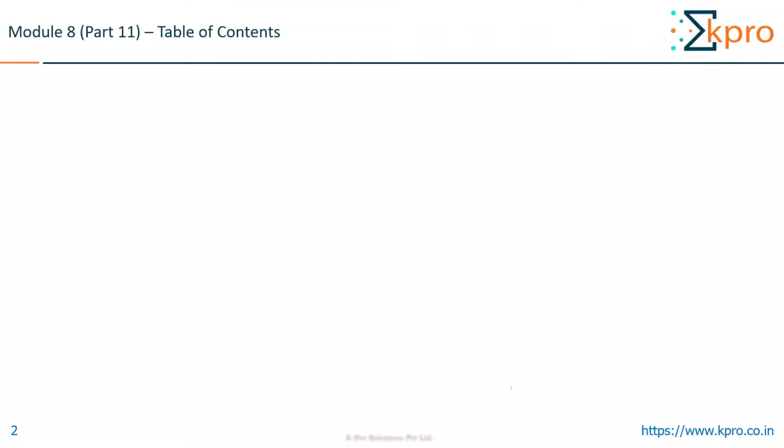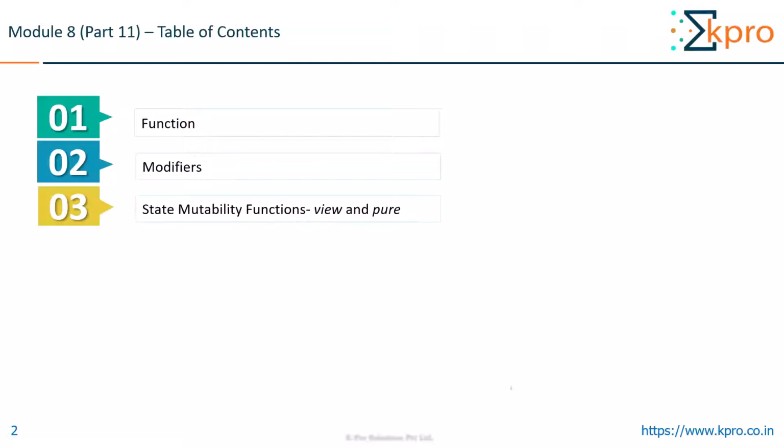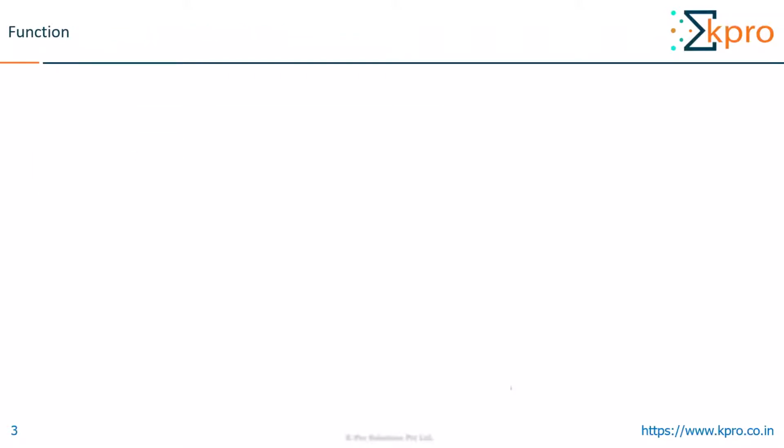The topics we'll be covering in this video are what a function is, modifiers, and finally state mutability functions, that is view and pure functions. Let us start with what functions are. We have seen how we define and declare functions in our previous examples. We have used functions a lot. Now let us see these functions in a little more detail.